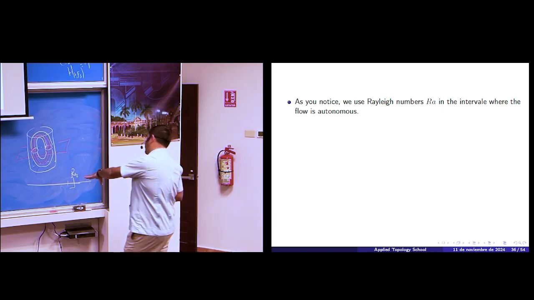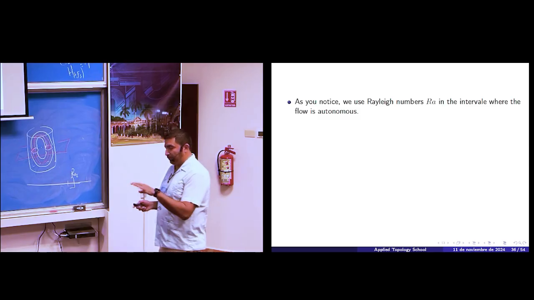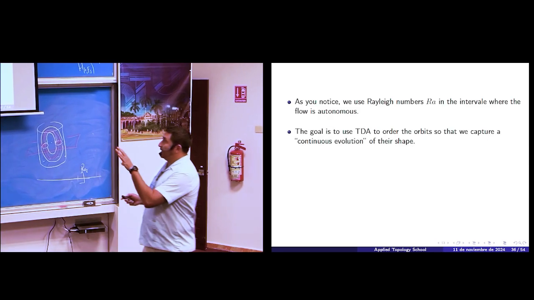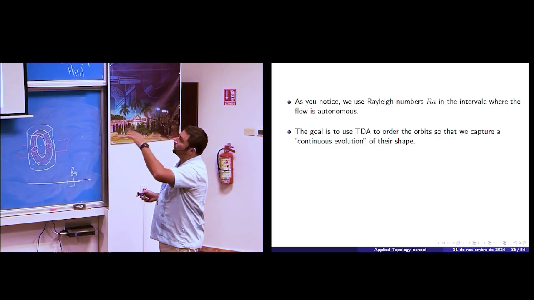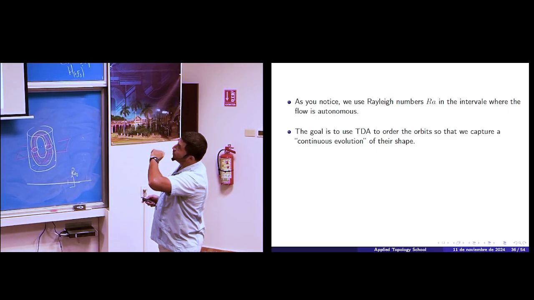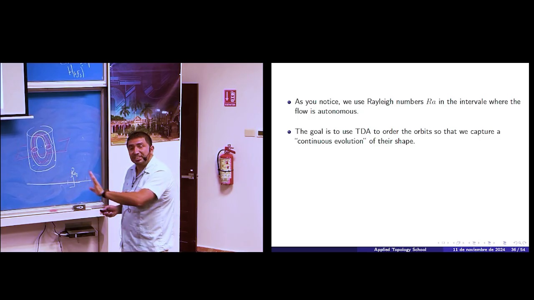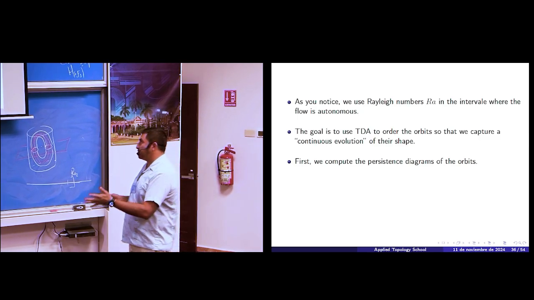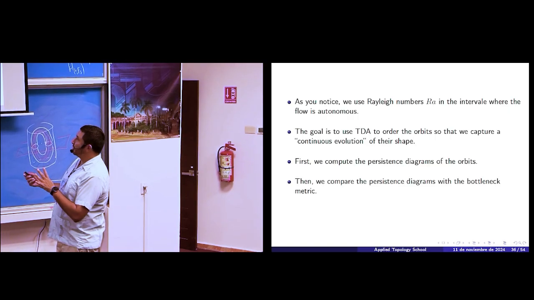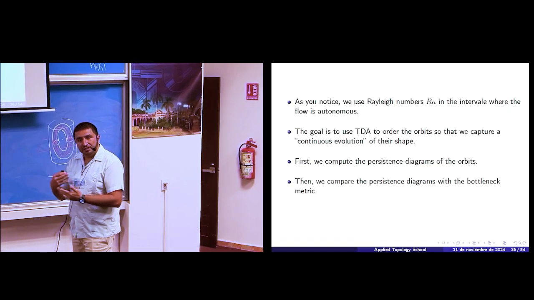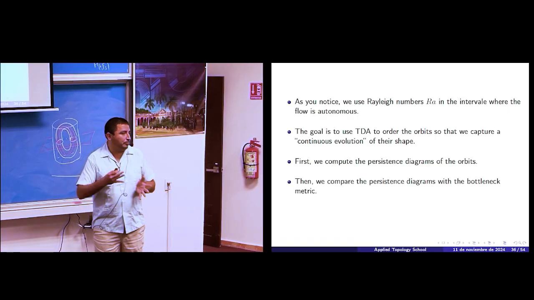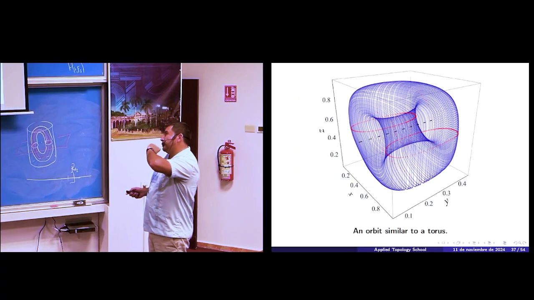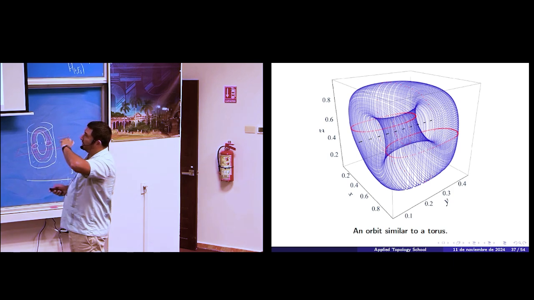Then, we still take Rayleigh numbers where the flow is autonomous. The goal is to use TDA in order to capture a continuous evolution of the orbits, of the shape of the orbits. That's the goal. First we compare the persistence diagrams of the orbits, obviously. Then we compare the persistence diagrams with the bottleneck metric between the orbits. Then, for example, let me show what kind of persistence diagrams we obtain.